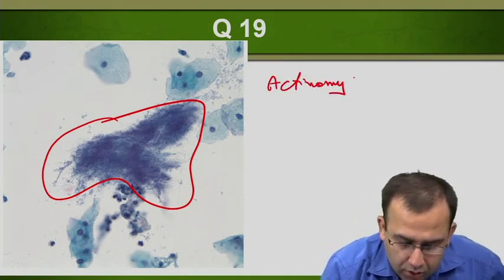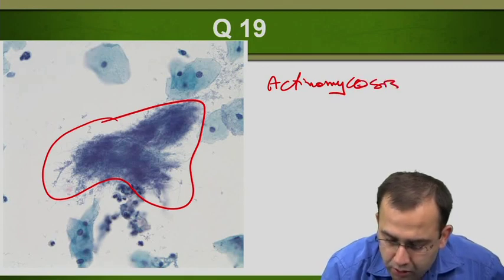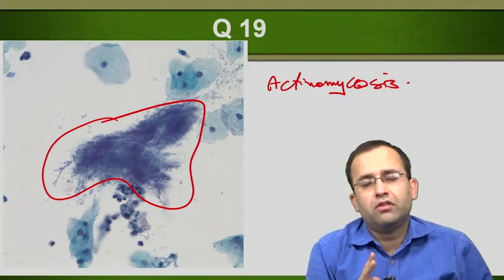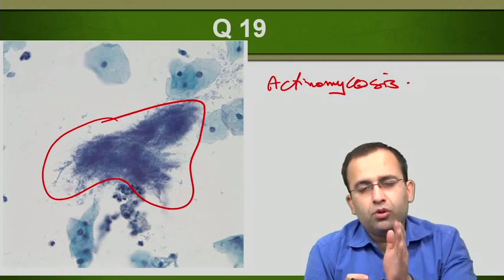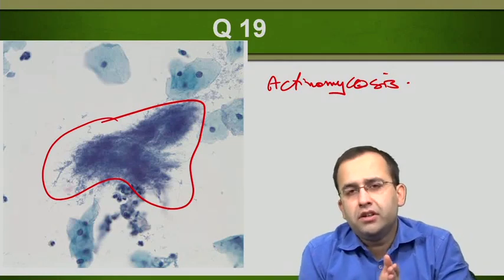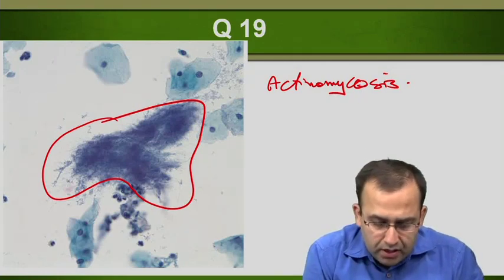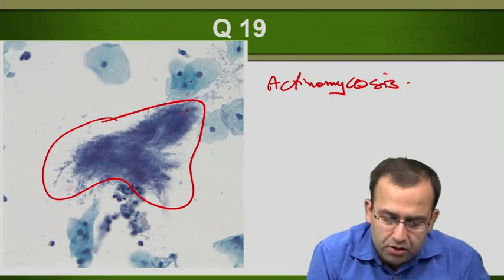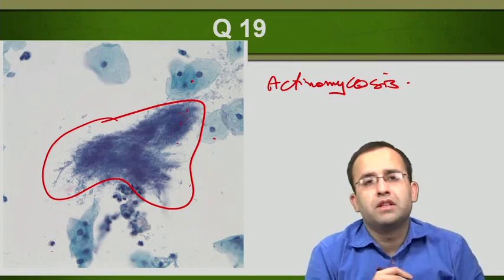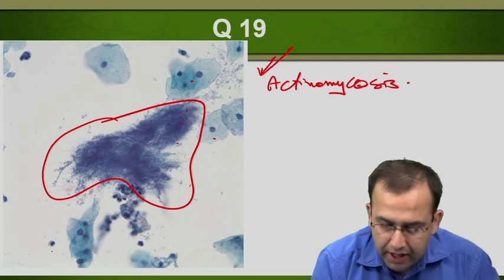Actinomycetes. The closest differential diagnosis of this can be a clue cell. Clue cell is cocobacilli adhered to squamous cells. This you can confuse with cocobacilli, but it is not adhered to the squamous cells. Hence, this is actinomycosis.